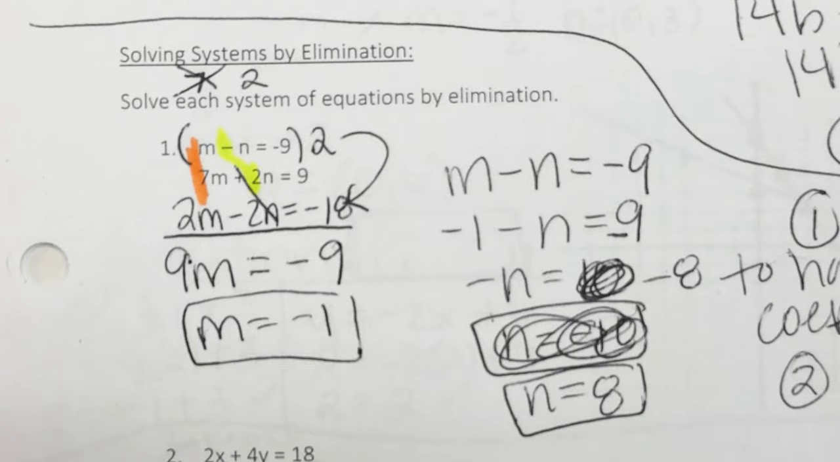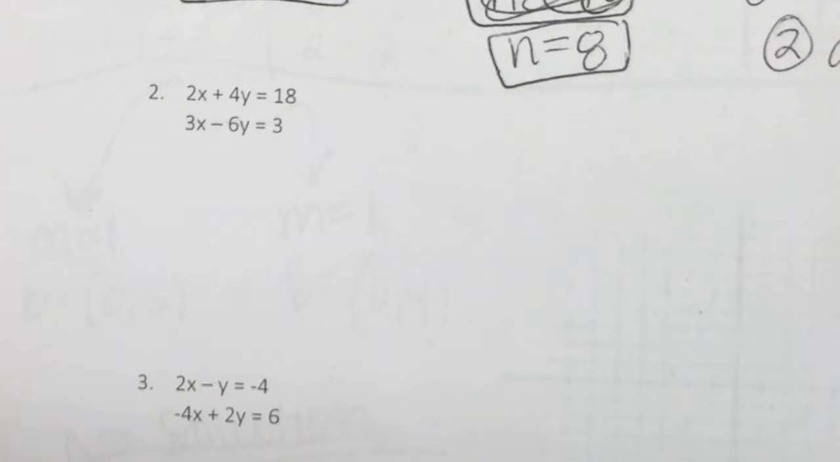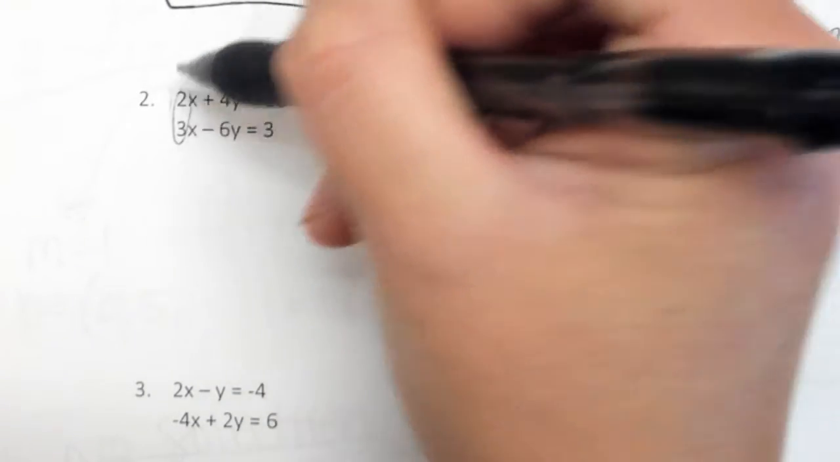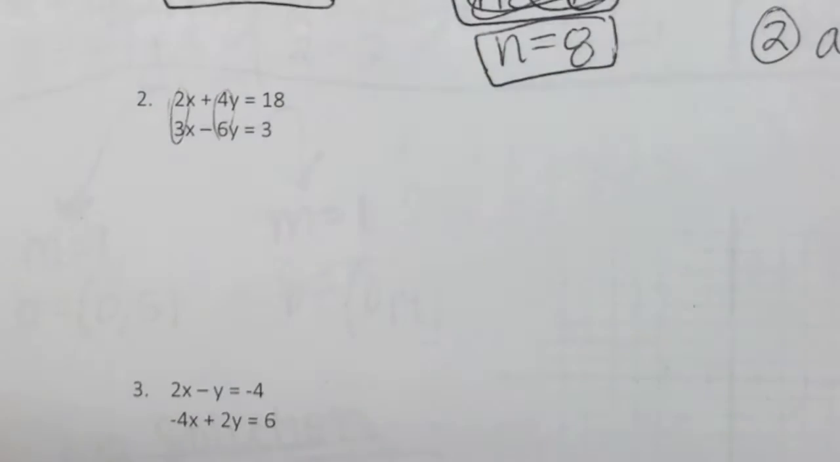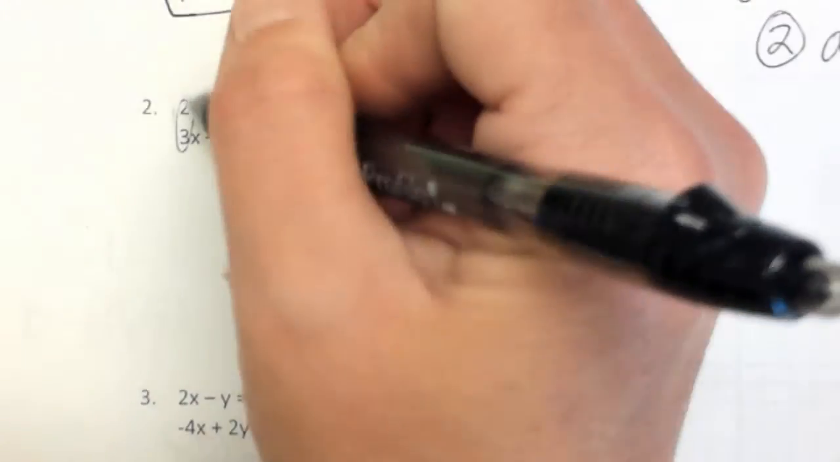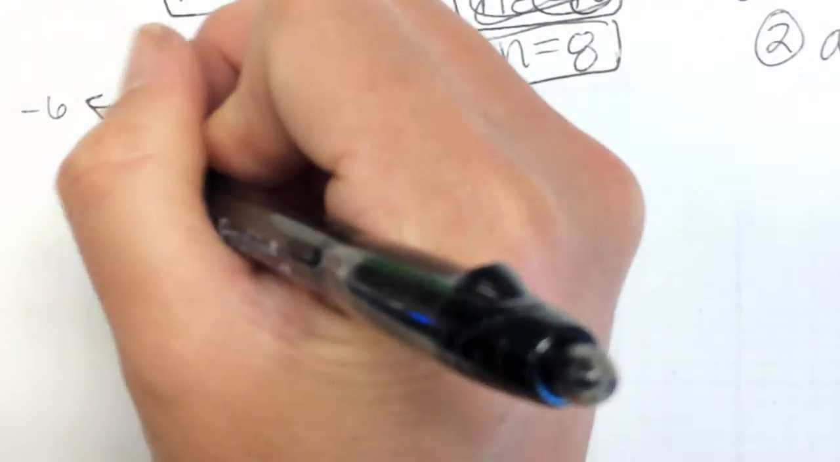Alright, let's look at the next one. So what is something that these two coefficients can go into? 6. And these? 12. Good. So which ones do we want to change? The x's or the y's? The x's. Why? Smaller. Good. So I want both of these to become what? 6. Or actually I want the top one to become negative 6, the bottom to become 6, right?